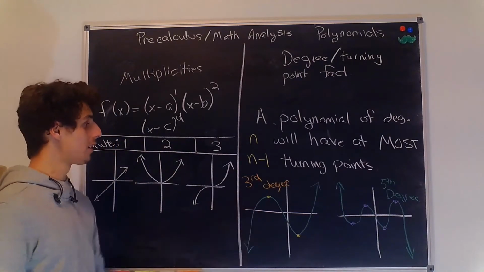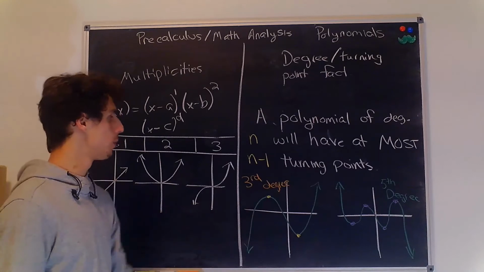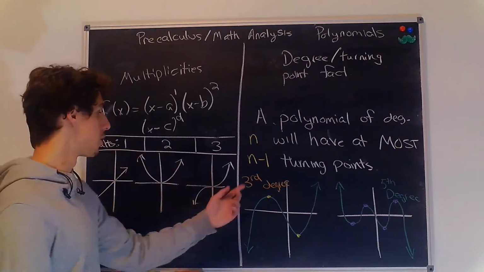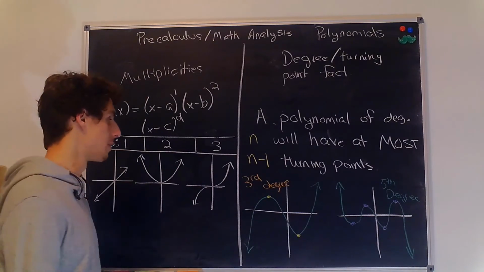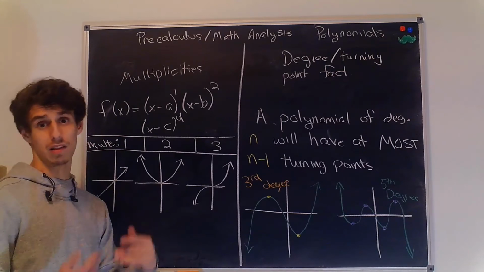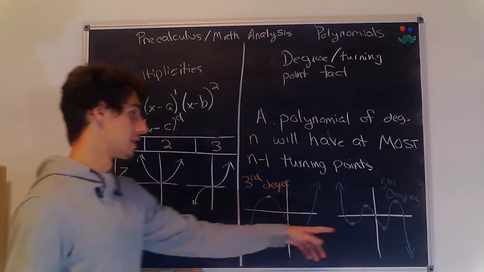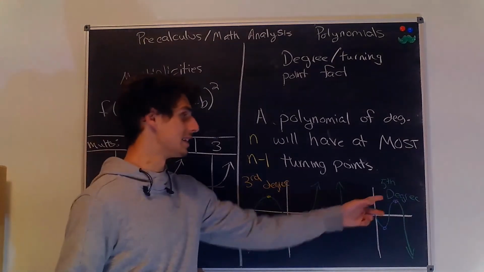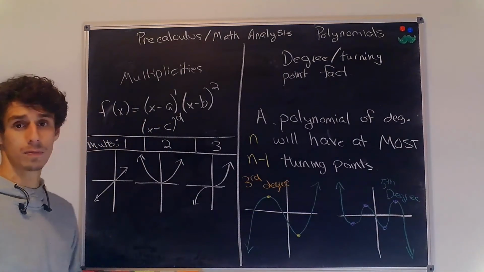So this graph here has 2 turning points, 1, 2, which means it is a third degree polynomial or higher. This could end up being something like a 6th degree polynomial because it has 2 turning points. We know that it cannot be anything lower than 3. And because this polynomial here similarly has 4 turning points, we know that it has to be at least a 5th degree polynomial. And that's enough for now.